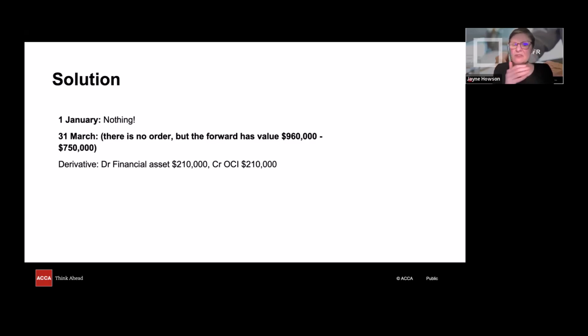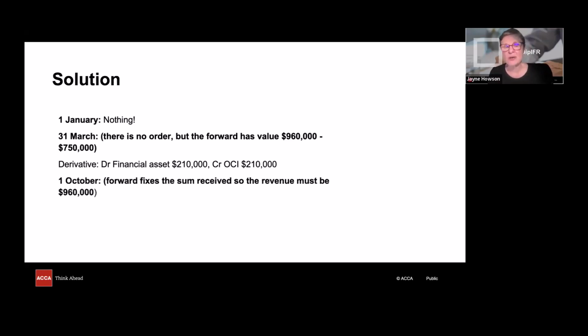And if you look at the difference between the 960 and the 750, you can see that we've got an increase in value here of 210,000. But I've got nothing to match it against. I've got no order, no sale, nothing. So the other side of the transaction has to go to other comprehensive income because I can't put it in the P&L at the moment. So it sits there until we get to October.